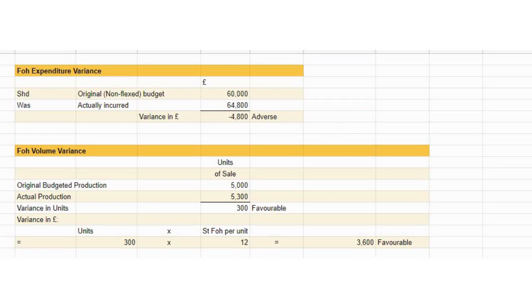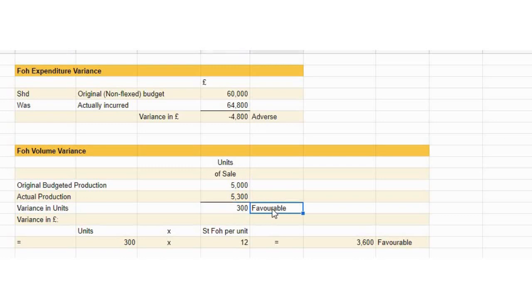The second sub-variance is the fixed overhead volume variance. This one is almost similar to the sales volume variance. It says original budgeted production units were 5,000. The actual production during the period was 5,300, and it gave a variance in units of 300 units, and it was favourable.